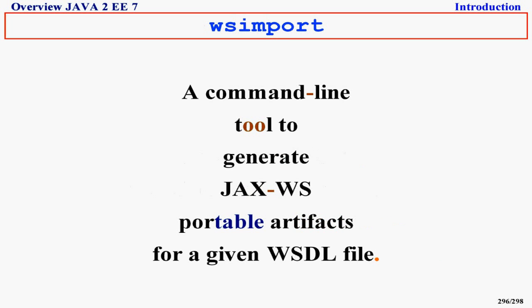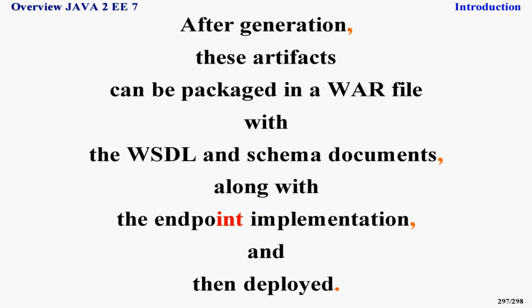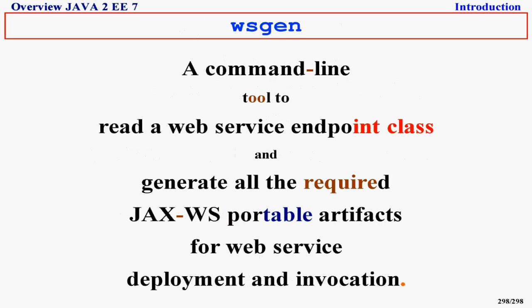wsimport: a command-line tool to generate JAX-WS portable artifacts for a given WSDL file. After generation, these artifacts can be packaged in a WAR file with the WSDL and schema documents, along with the endpoint implementation, and then deployed. wsgen: a command-line tool to read a web service endpoint class and generate all the required JAX-WS portable artifacts for web service deployment and invocation.